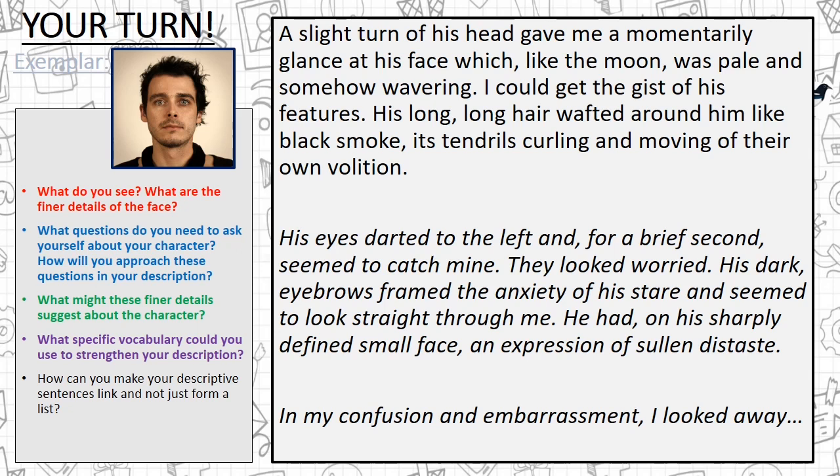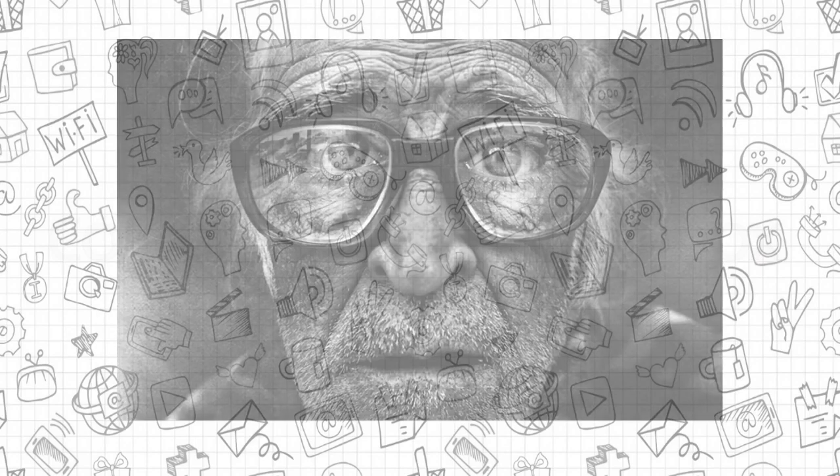A slight turn of his head gave me a momentary glance at his face, which, like the moon, was pale and somehow wavering. I could get the gist of his features. His long hair wafted around him like black smoke, its tendrils curling and moving of their own volition. His eyes darted to the left, and for a brief second seemed to catch mine. They looked worried. His dark eyebrows framed the anxiety of his stare and seemed to look straight through me. He had, on his sharply defined small face, an expression of sullen distaste. In my confusion and embarrassment, I looked away.